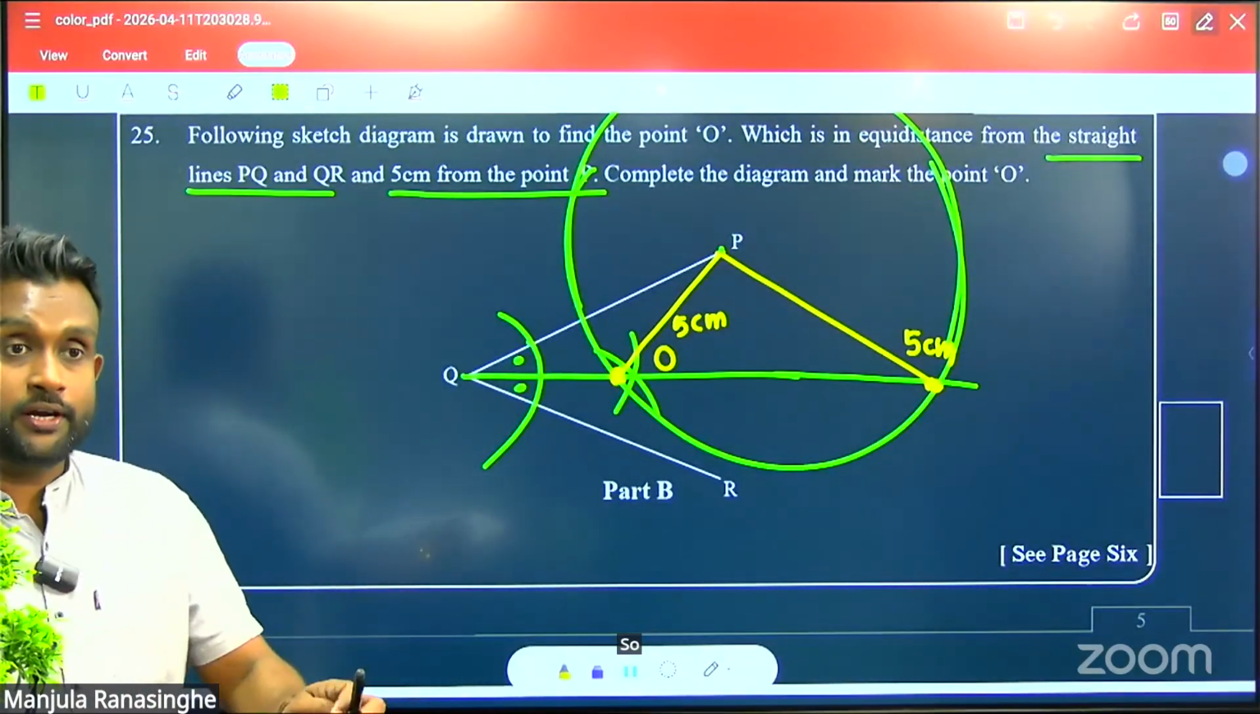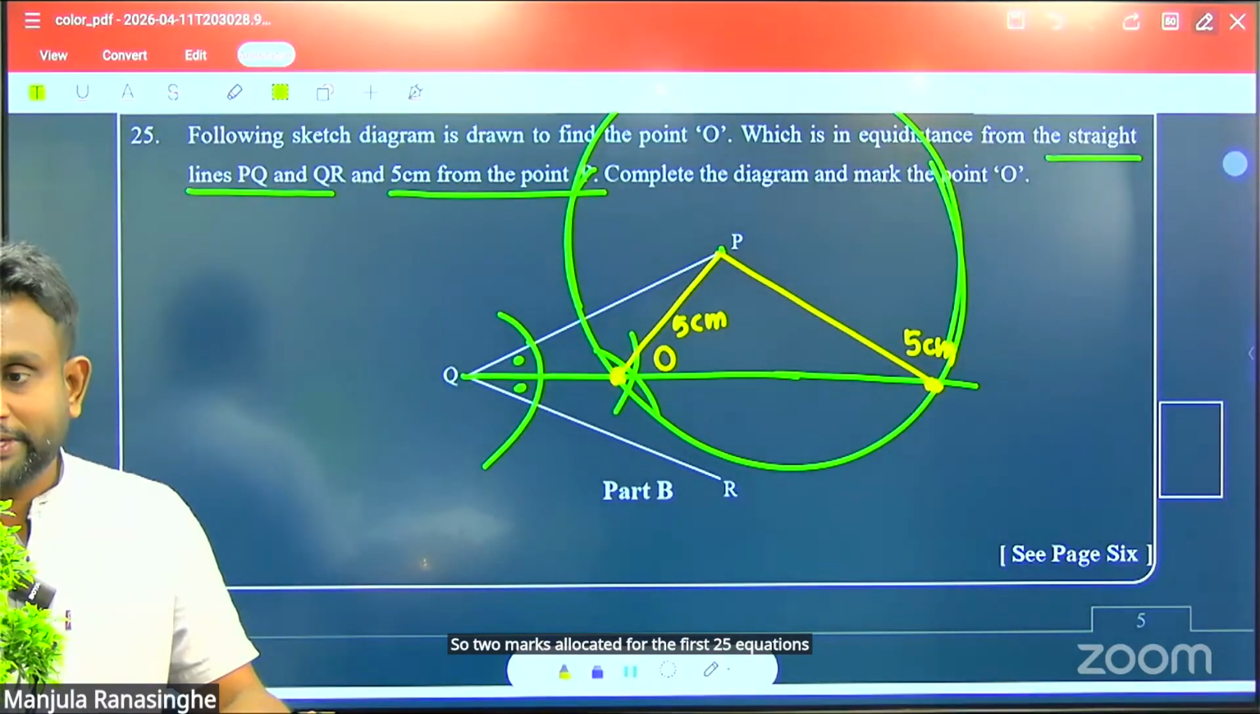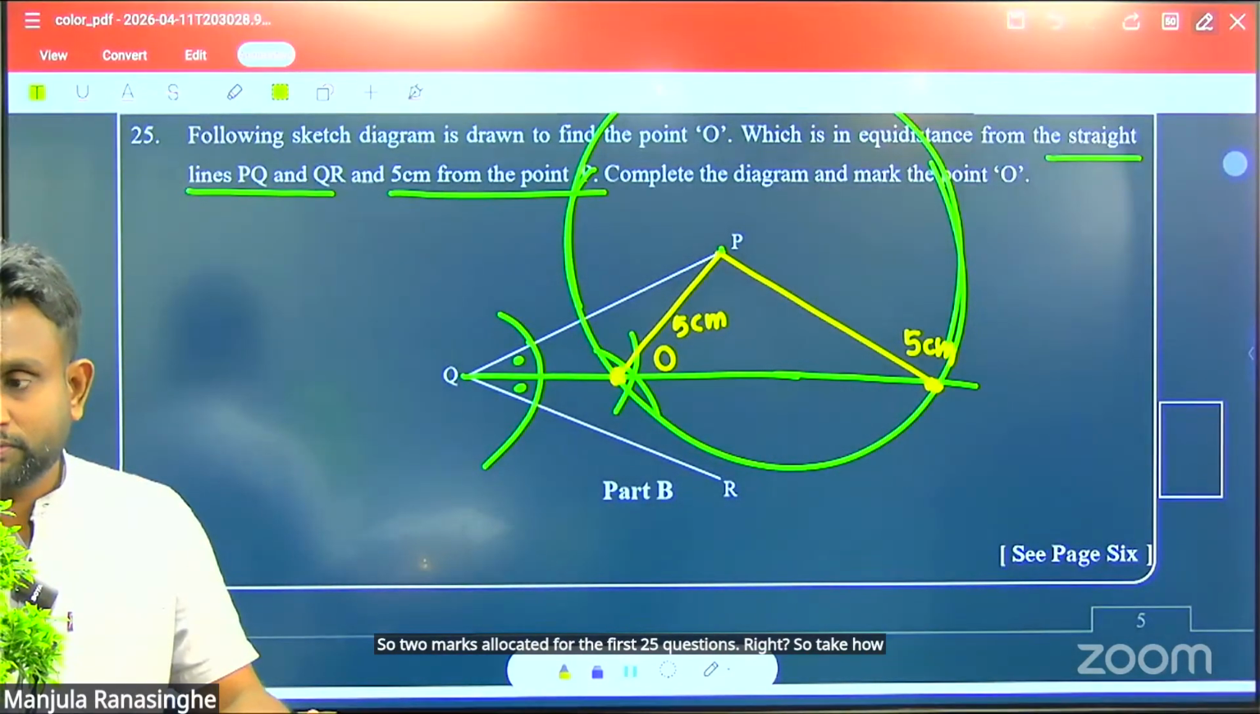So 2 marks allocated for the first 25 questions, right? So take how many marks from 50?